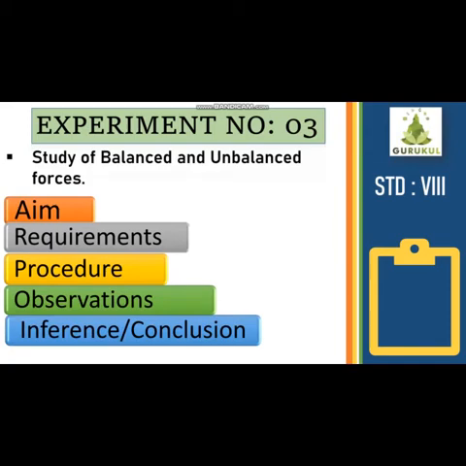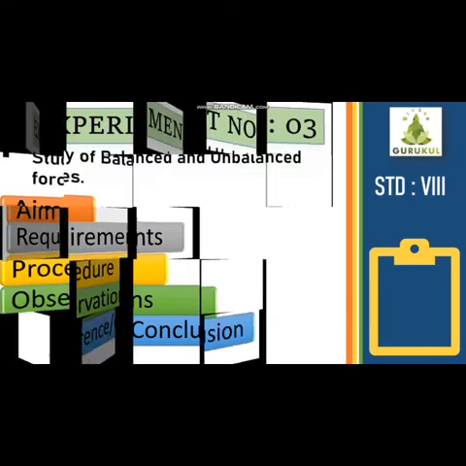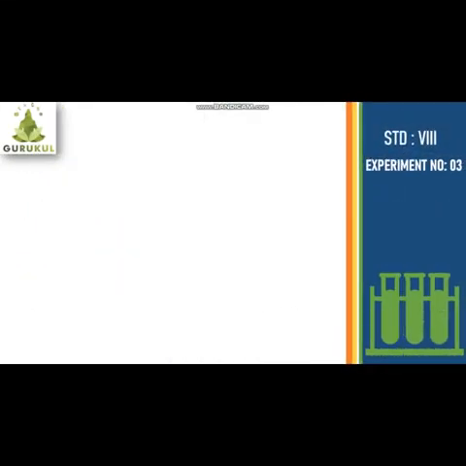Students, we are going to understand this experiment with the help of 5 subheadings. We are going to see the aim of the experiment, the requirements, what materials we will require, the procedure, what steps you have to carry out, the observations, what will be your observations after performing the experiment, and last we have inference and conclusion. We will summarize and understand from the observations about this experiment. So let's get started. What is the aim of the experiment?